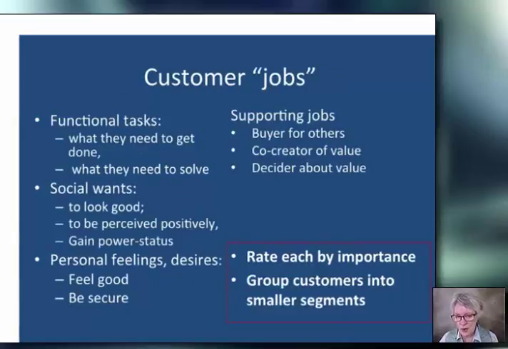So one of the things when you're thinking about your target segments and you're beginning to get a picture of how to narrow the variations among your customers is that you want to be able to rate each of these pieces of the description of them by how important it is to that person. Sometimes the personal feelings are much more important for them at the moment than the functional task completion is. And then you want to group your customers by people who have those kinds of things in common from this whole list.